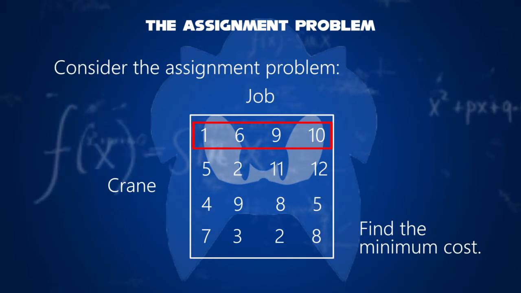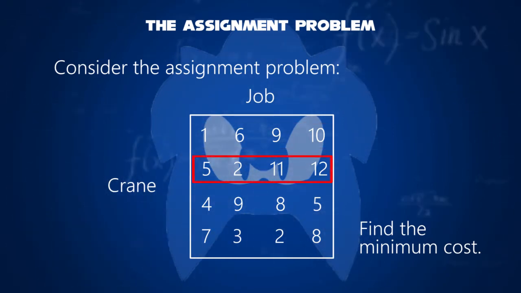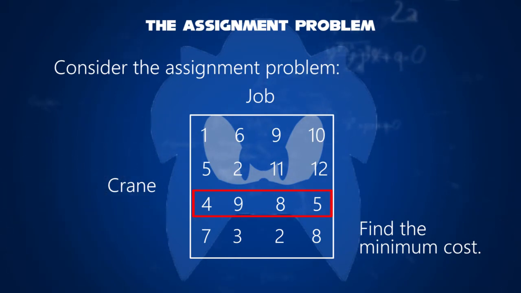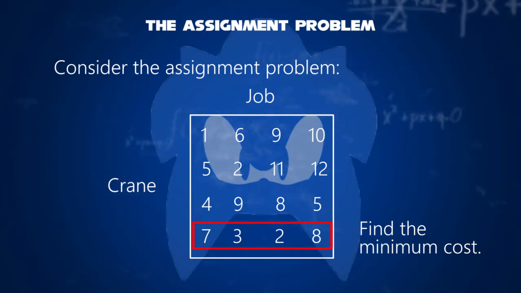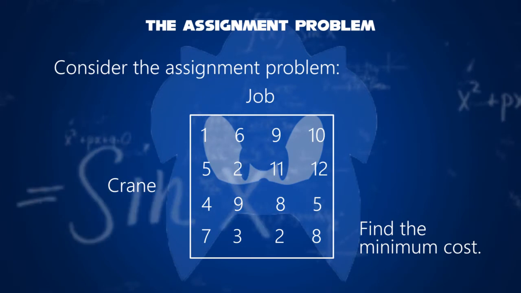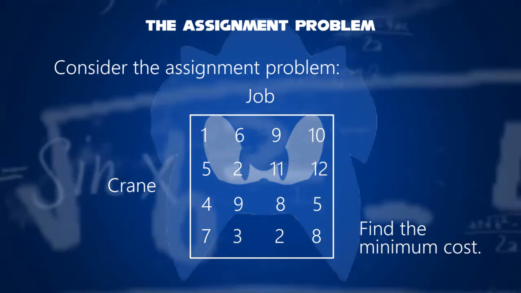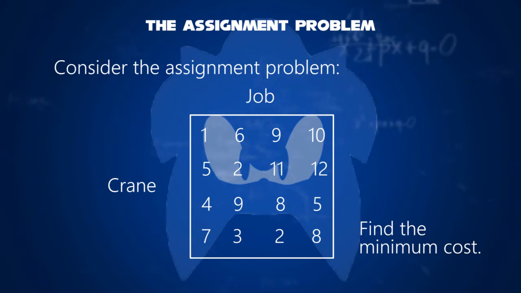1, 6, 9, and 10. 5, 2, 11, and 12. 4, 9, 8, and 5. And the last row, 7, 3, 2, and 8. The costs are therefore given in dollars. All you need to find is the minimum cost.